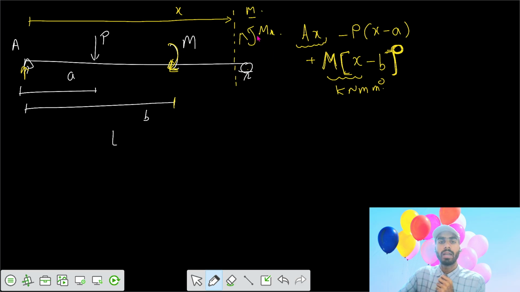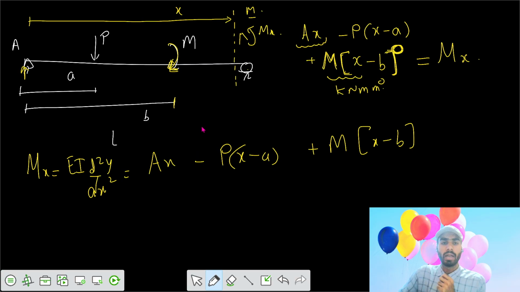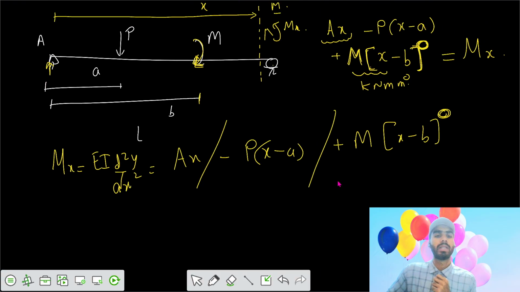Then after that we have that Mx anti-clockwise. We can write that finally Mx equals this equation. So the moment at x equals EI d2y by dx2 equals Ax minus B times x minus A, then plus M times x minus B. Then we can apply oblique signs. So this one we have to apply power 0. Then after that we can get the deflection and slope at particular points.